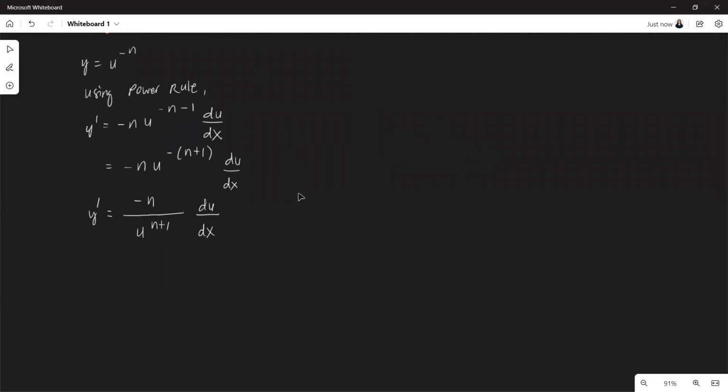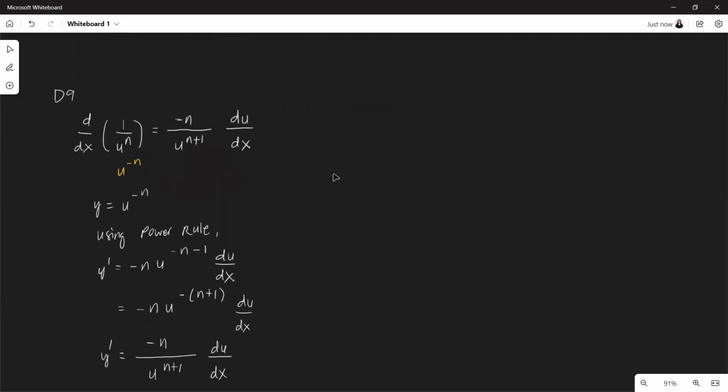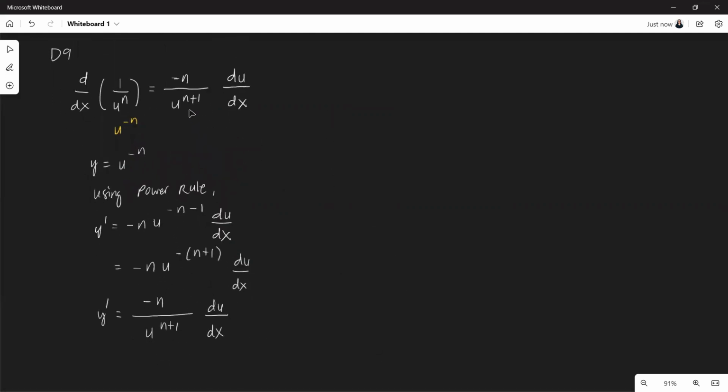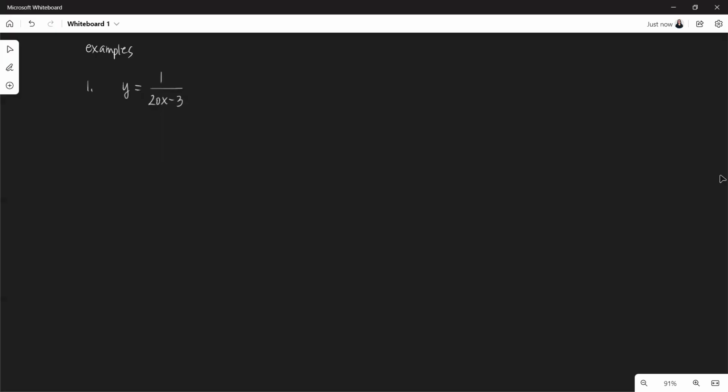So to make the differentiation process shorter, we can use this special rule, applicable to the 1 over u to the power of n format. So the first example is similar to one of the examples in the quotient rule. We assigned 1 as our u and 20x minus 3 as our v from that rule. So let's try solving this using D9.